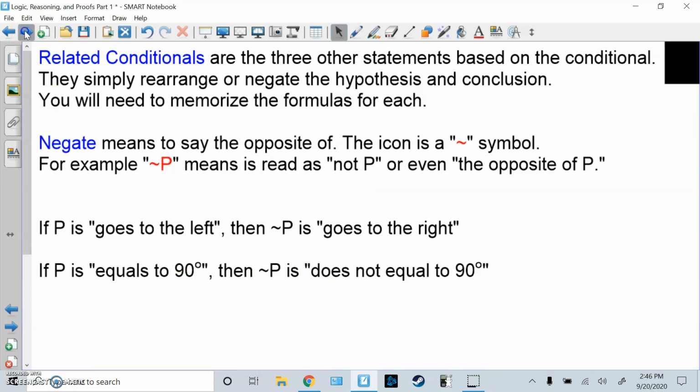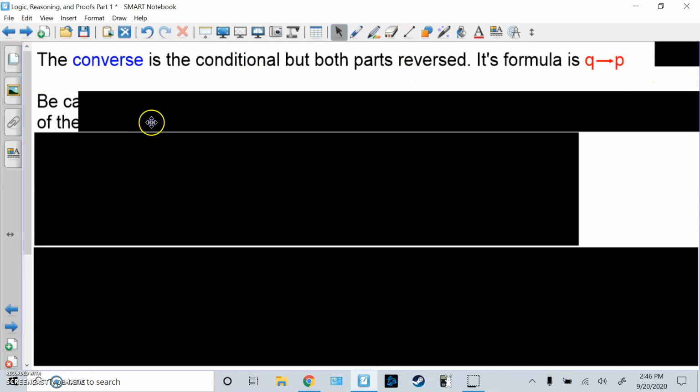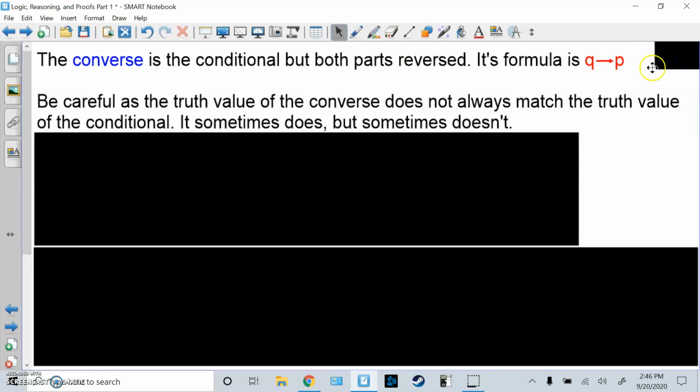So the first of the three is the converse. The converse is the conditional, but both parts reverse. So its form will be Q arrow P. So if Q, then P. Be very careful, as the truth value of the converse does not always match the truth value of the conditional. It sometimes does, sometimes does not.